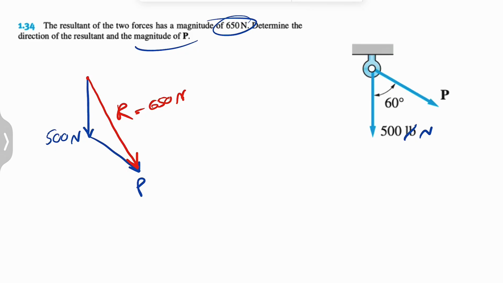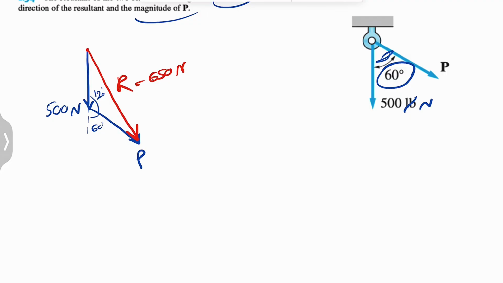And for the angles, we know this angle is 60 degrees. It's a given in the question. Which means this angle here would be 120 degrees. So we should be able to find one of the angles based on this. For us, it makes sense to just call this angle alpha.